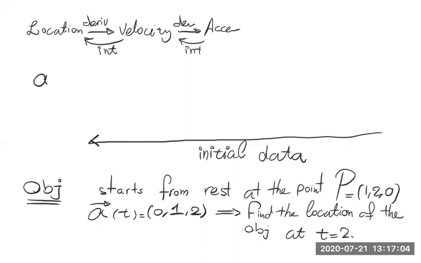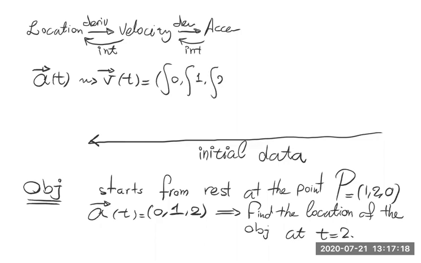So here acceleration is given. I want to find velocity. Velocity is the integral of the acceleration. So it would be the integral of 0, the integral of 1, the integral of 2t. What is the integral of 0? Does anyone know? A constant, some constant. Let's call it C1. What is the integral of 1? t plus another constant. What is the integral of 2t? t squared plus another constant.